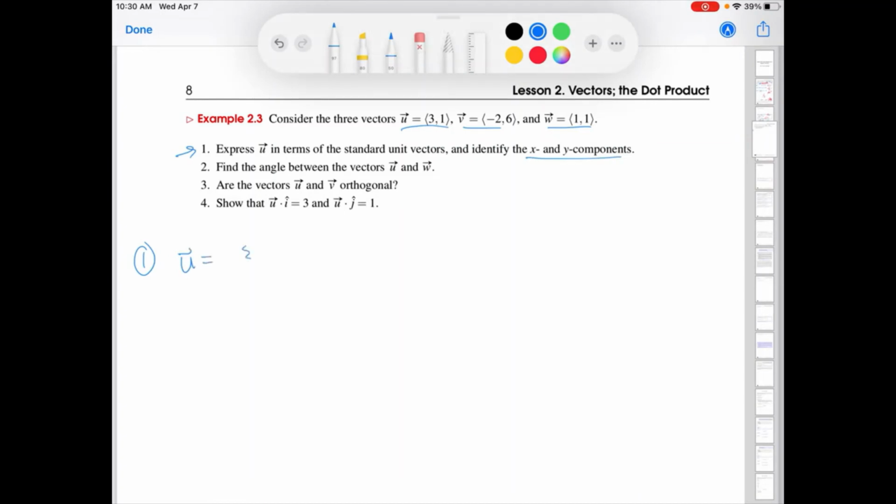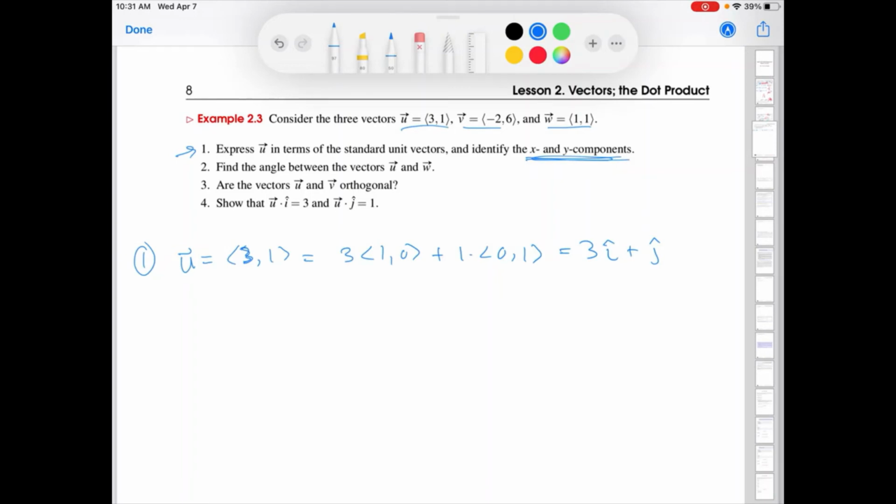So u is (3, 1). Using the same manipulations we did before, this is 3 times (1, 0) plus 1 times (0, 1). And that's 3 i hat plus 1 j hat. Okay. And then identify the x and y components. The reason I put that in there is to foreshadow what is going to happen later that I'll write down after this example, but also in the practice problems.